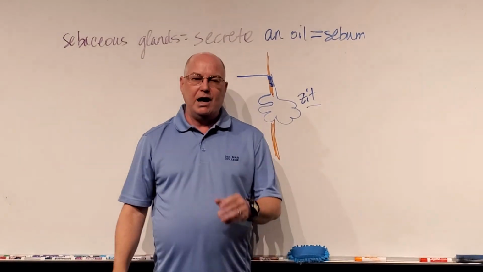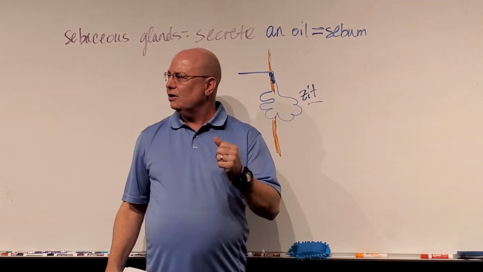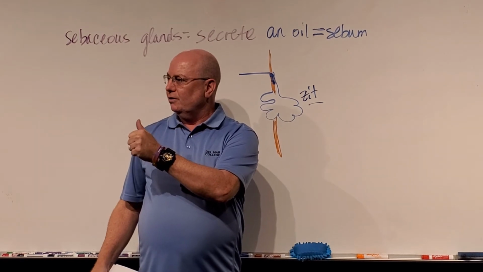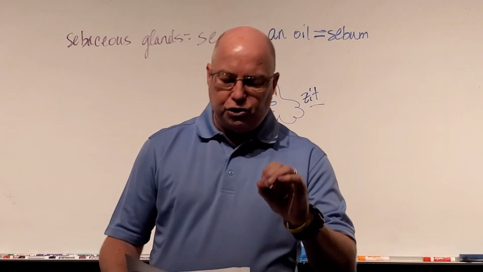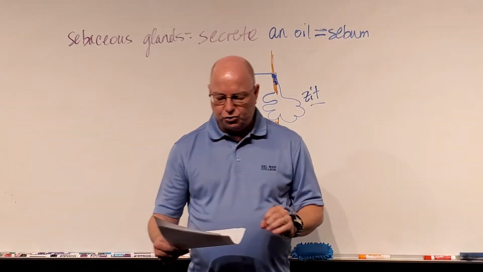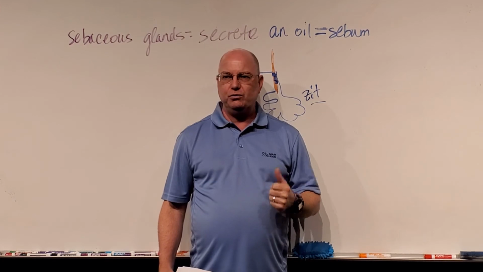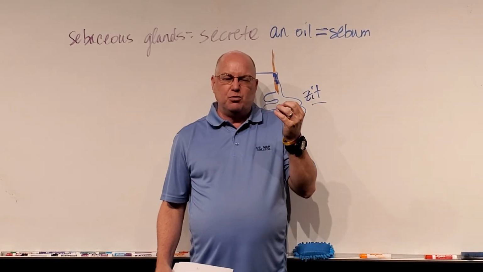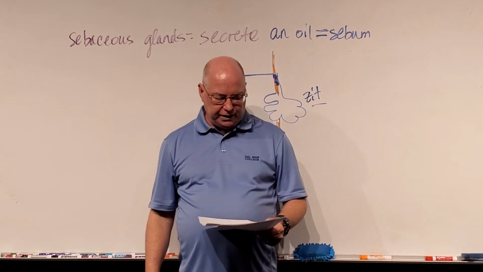Anyway, apocrine and merocrine sweat glands are sweat glands. Make sure you understand those. Make sure you know apocrine and merocrine sweat glands. Ceruminous glands are the glands in your ear that secrete cerumen, which is oil. It's more of a waxy oil, and it prevents bugs and things from getting in your ear and getting trapped.